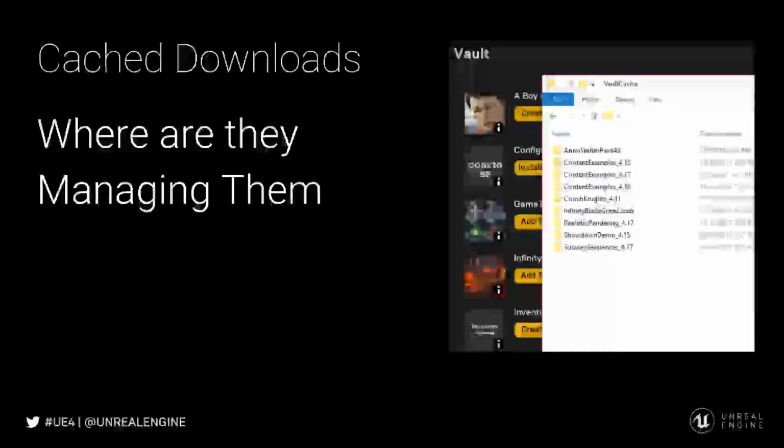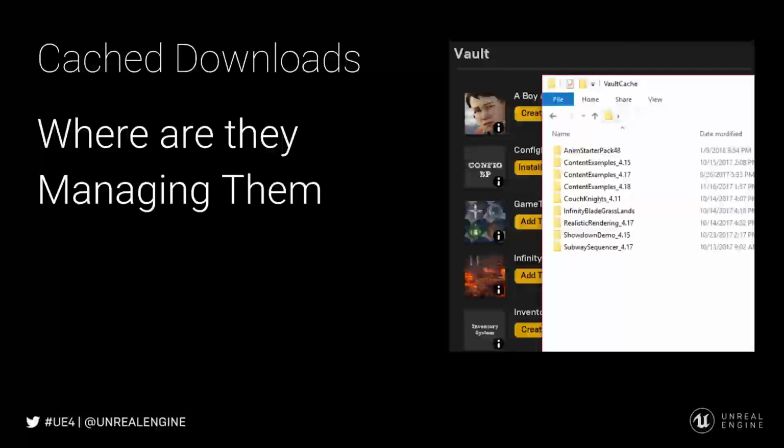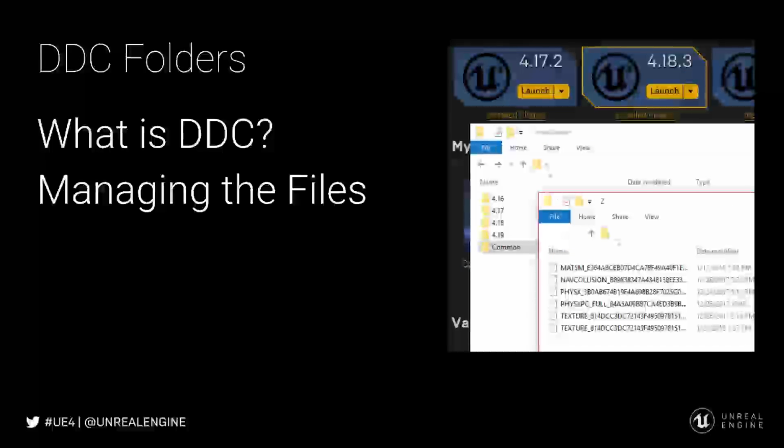Our cached downloads. When our launcher downloads items from our Learn tab in our marketplace, where are they at? Once we know where they're at, how can we manage them both from the disk as well as the launcher itself? And our DDC folders.